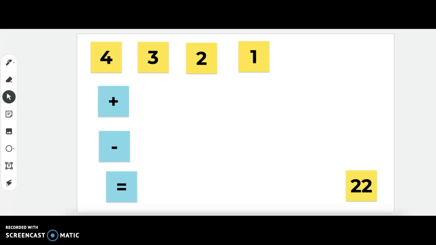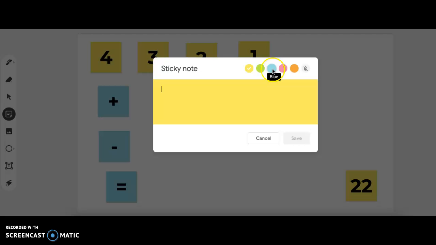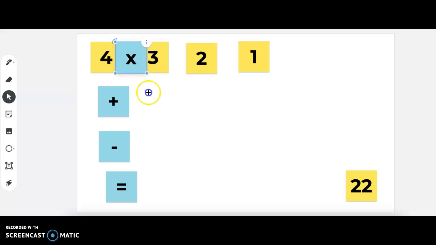Hi, third graders. So today we're going to take a look at how we can use different digits and different signs to make different equations or math sentences. So these yellow post-it notes obviously are my digits, and the blue post-it notes are my signs. We now know we could add another post-it note, couldn't we? We could add the post-it note with the X on it because we now know multiplication, right? Okay, so we can add that one.